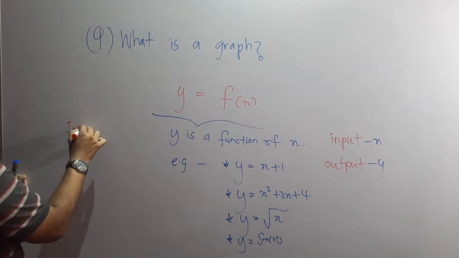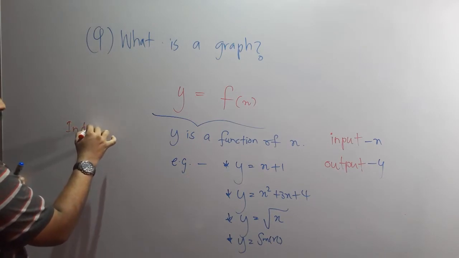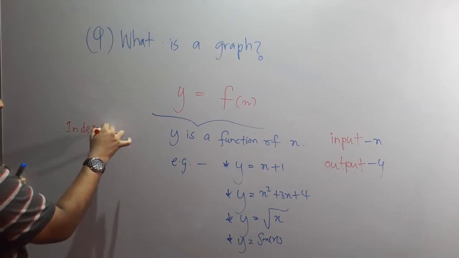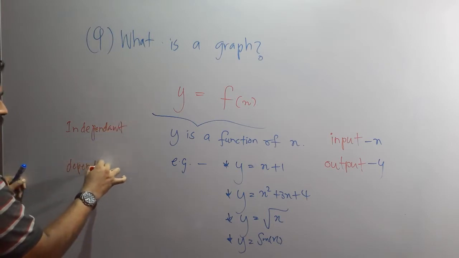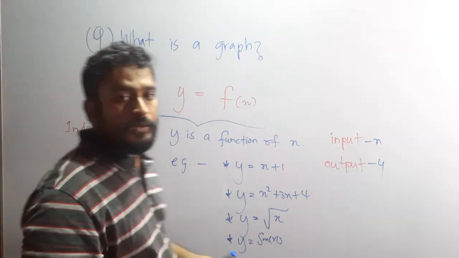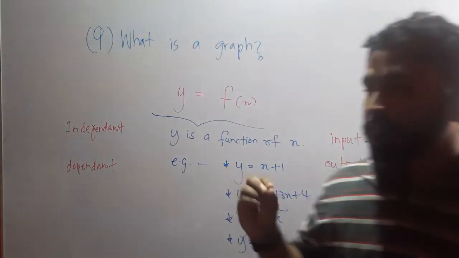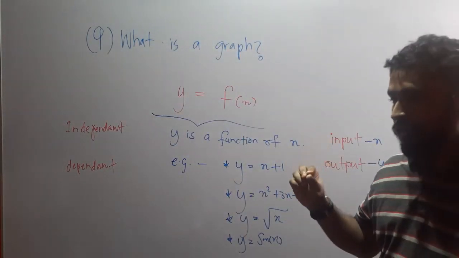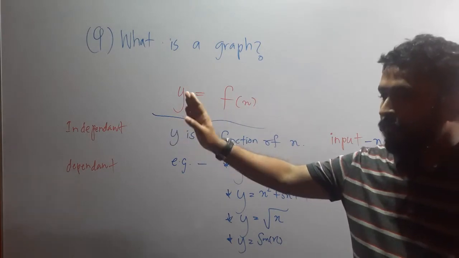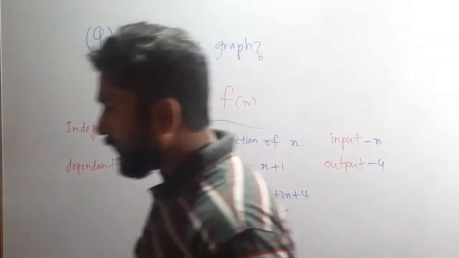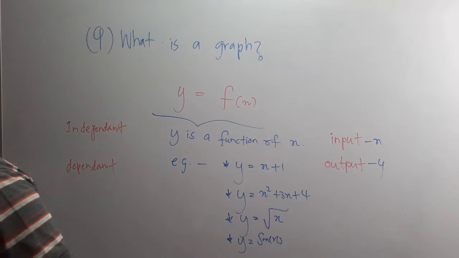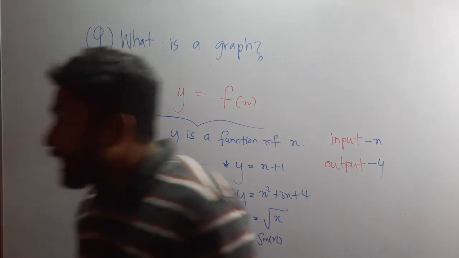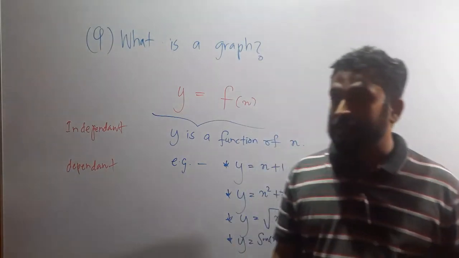We can call these two variables, one as the independent variable and the other as the dependent variable. So between x and y, give me what is independent, what is dependent. So can we tell that x is a function of y? Yes, you can. X is a function of y, you can.